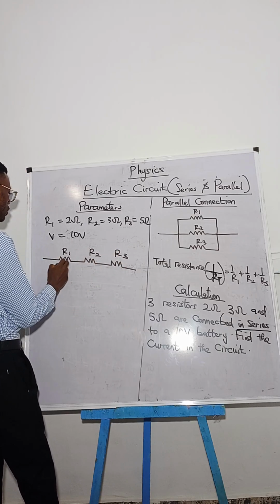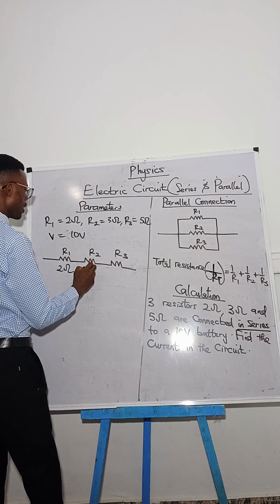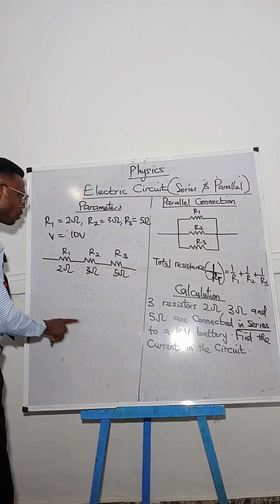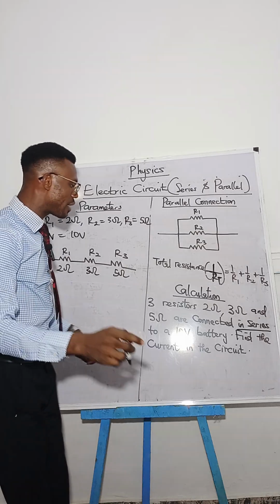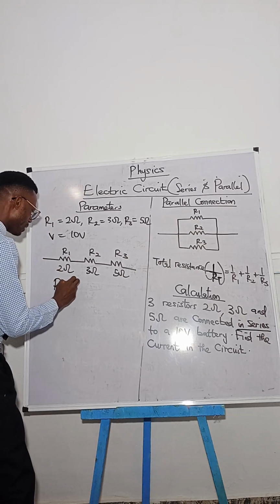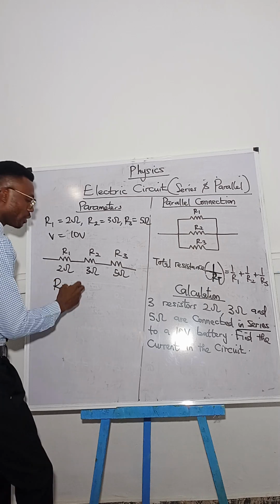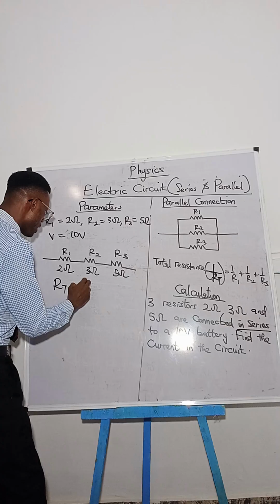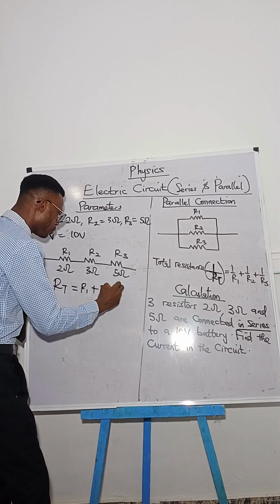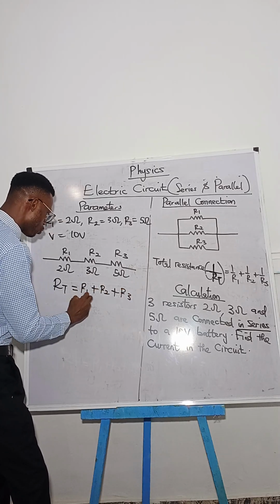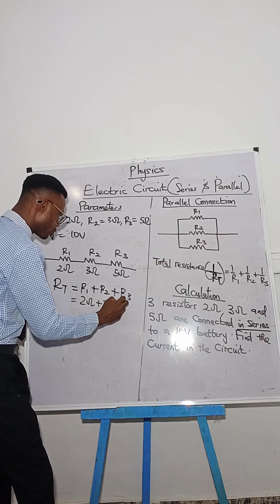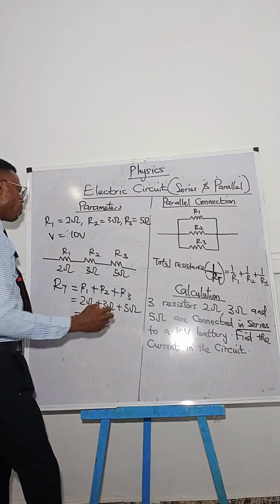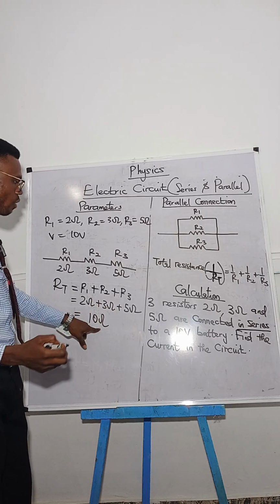The value for this is 2 ohms, the value for this is 3 ohms, the value for this is 5 ohms. Now, first thing first, we're going to get the combined resistance, the total resistance. That's RT. I told you for a series connection, it is the sum of the individual resistances. So I have R1 plus R2 plus R3, that's 2 ohms plus 3 ohms plus 5 ohms. That gives us 10 ohms. So my combined resistance is 10 ohms.